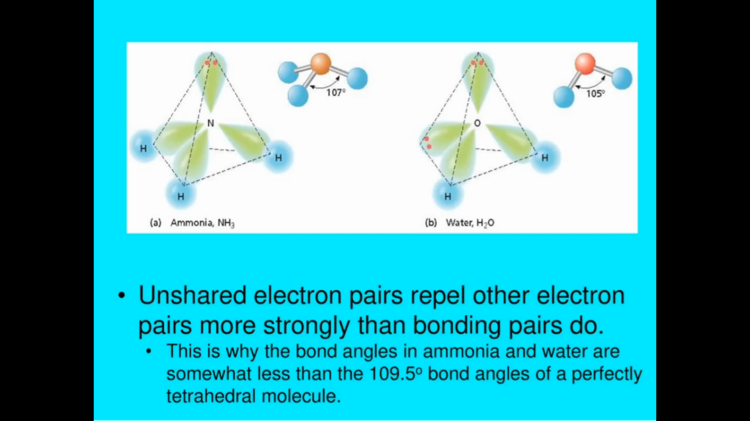And then, note that unshared electron pairs repel other electron pairs more strongly than bonding pairs do. That is why the bond angles in ammonia and water are somewhat less than 109.5 degrees of a perfectly tetrahedral shape. We have mentioned that many times.